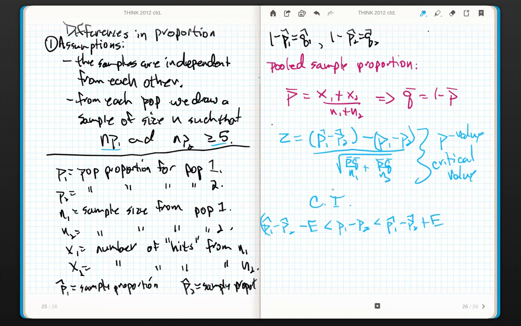Now, what's the error? We could actually go through our algebra here, but I'm not going to force you to do that because you would all revolt on me and I'd end up dead, and I don't want that. And this is just z alpha halves, just like we did before, right? So it's based on our alpha, and then I'm going to have the square root of P hat 1 Q hat 1 over N1 plus P hat 2 Q hat 2 over N2. Okay? That's if I want to build a confidence interval. That's it. There's no difference.